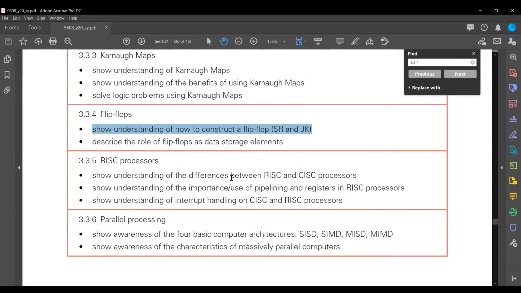3.3.5 RISC processors. So RISC and CISC processors. Show understanding of the difference between RISC and CISC processors.